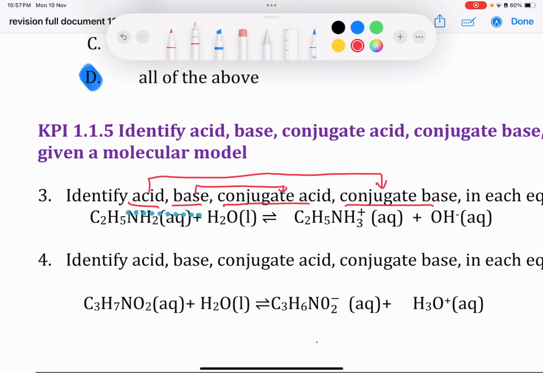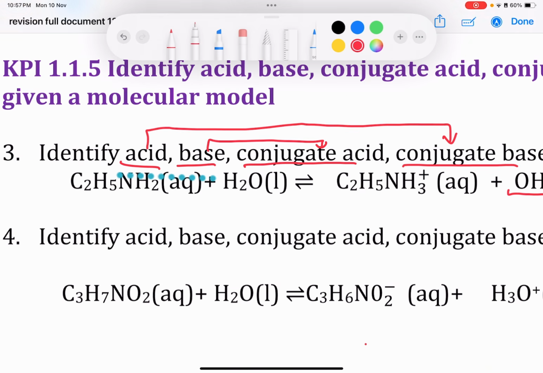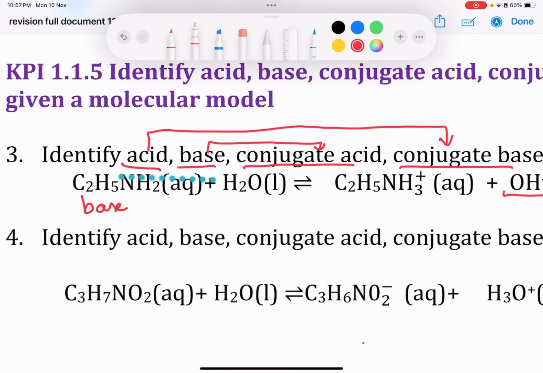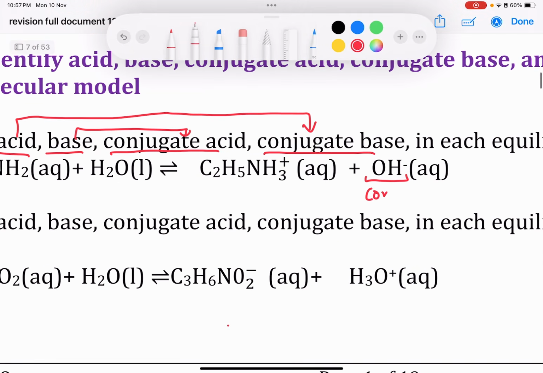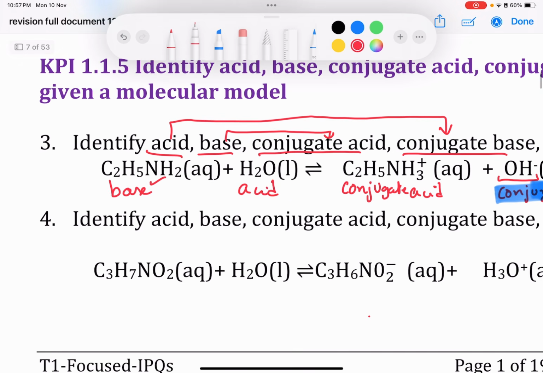Now I can do it in a very quick way, and by simply looking at OH- here, I understand that this given is a base, and the OH- is a conjugate base. Why do I use the word conjugate? Because it's on the product side. Now if this is a conjugate base, then this one is a conjugate acid that is coming from this base, and since this is a base, then this is an acid.